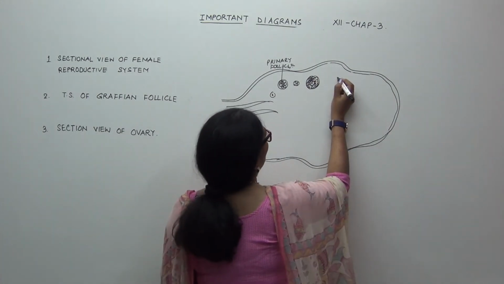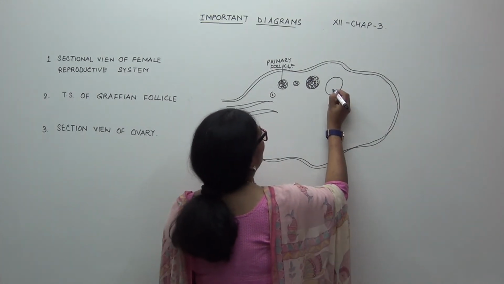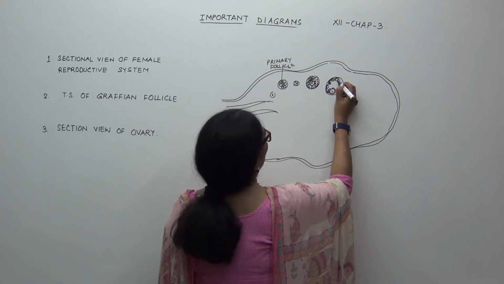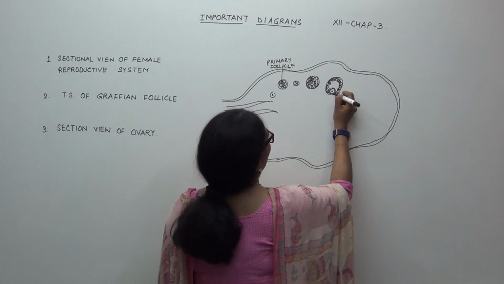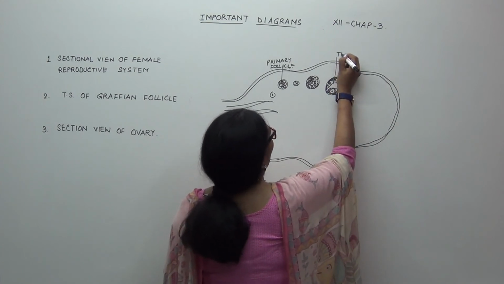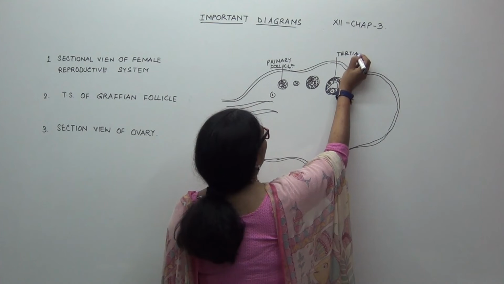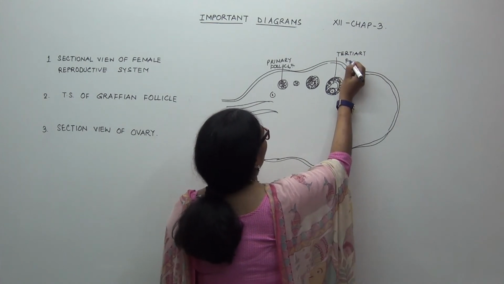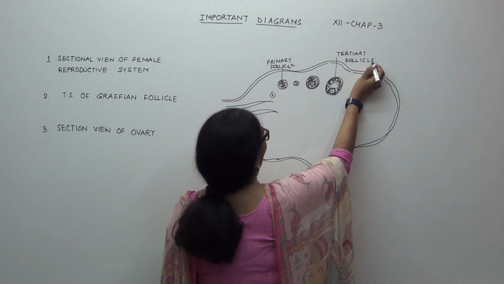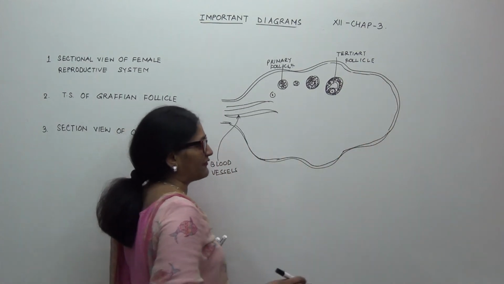Third, they have made the tertiary follicle, and you know that in the tertiary follicle, a fluid-filled cavity called antrum is formed. Here in your NCERT there are 2 or 3 tertiary follicles, but you may not do that. You can just make one and label it as tertiary follicle. Now this tertiary follicle will gradually get converted into a Graafian follicle.